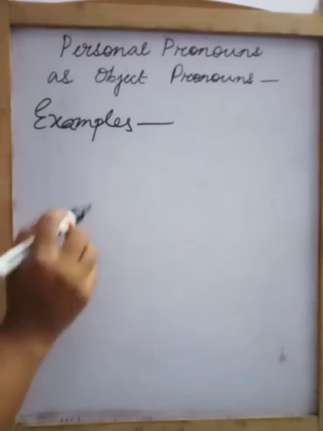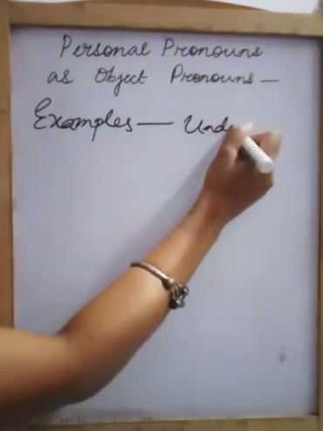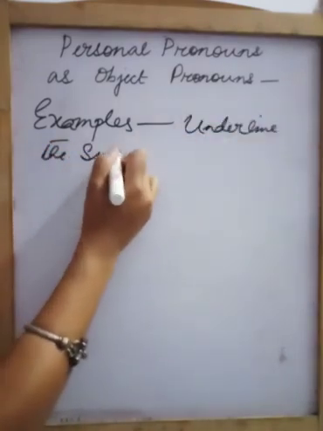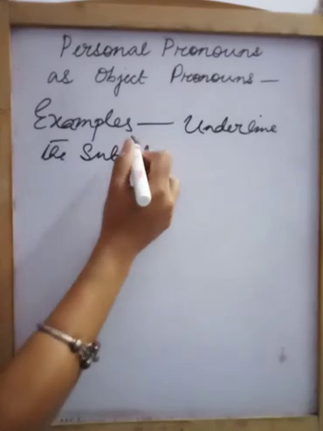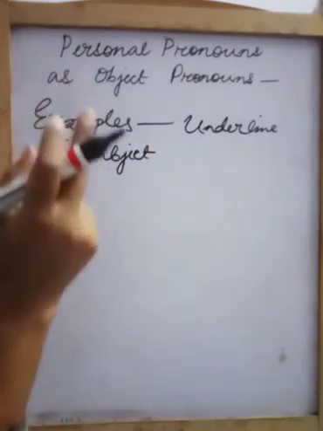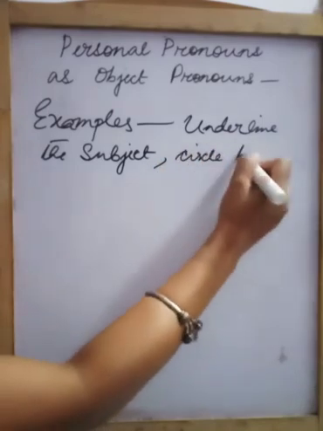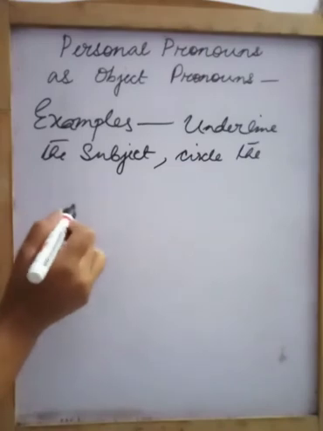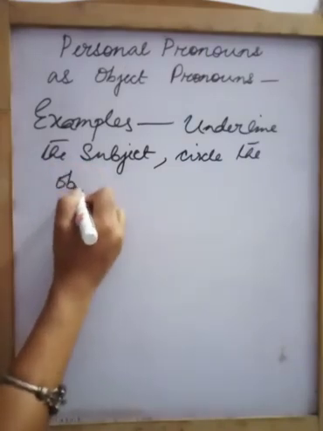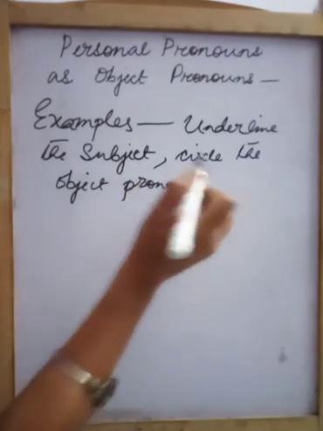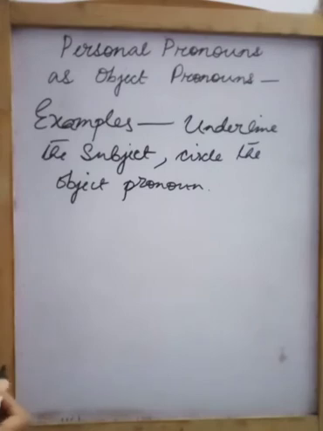Alright, some examples. In these examples, I will underline the subject so it is easy to distinguish, and I will circle the object pronoun. Alright, so let's go with the first example. I hope I'm clear till here.